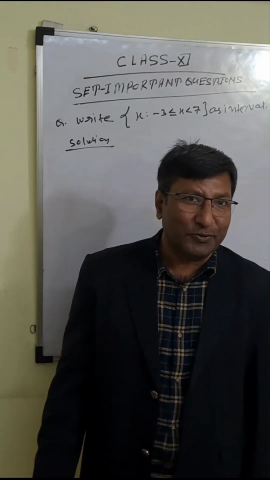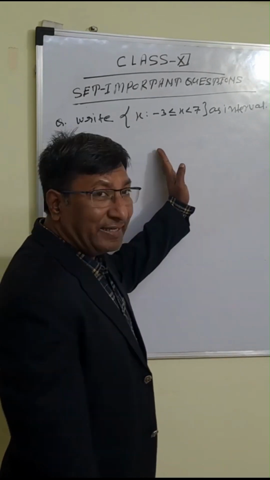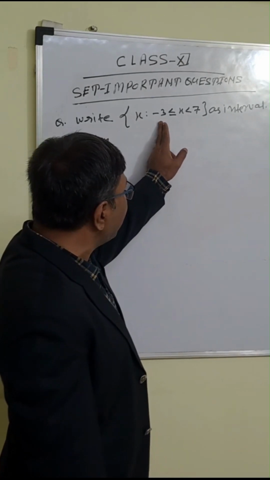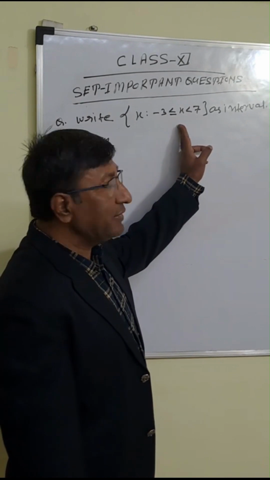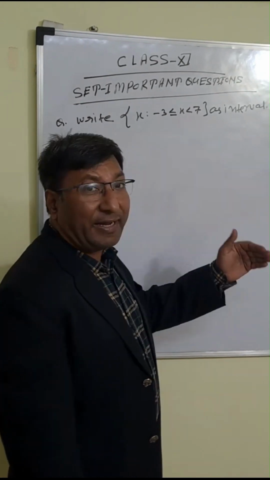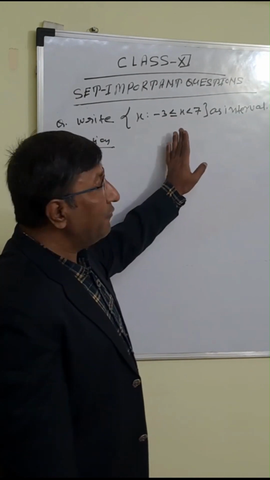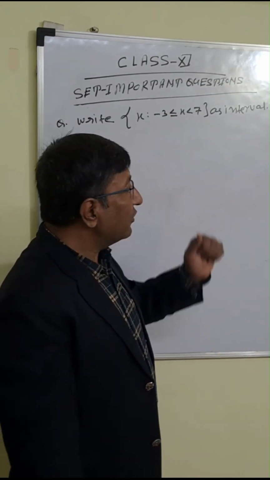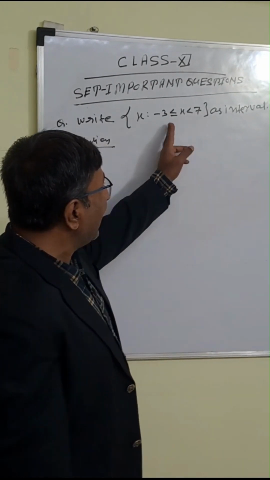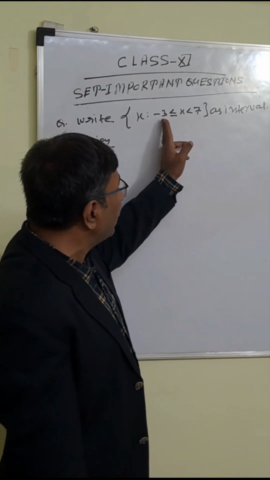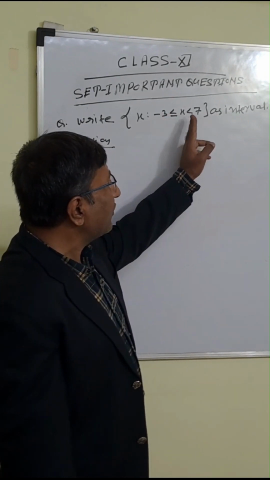Most important question of set class 11. Let us see the question. Question is what? Write {x : -3 ≤ x < 7} as an interval. So here it is given in set builder form, and we have to write it in interval form. So simple technique is what? Here less than or equal to. So this is the closed interval. Here only less. So this is what?